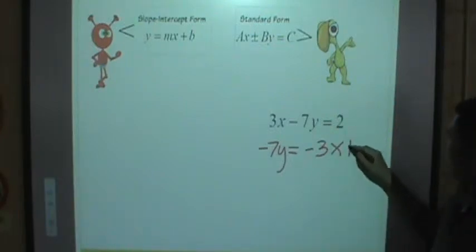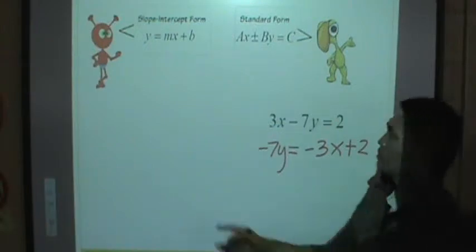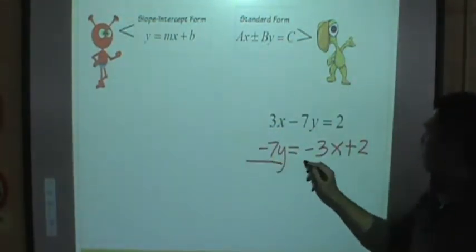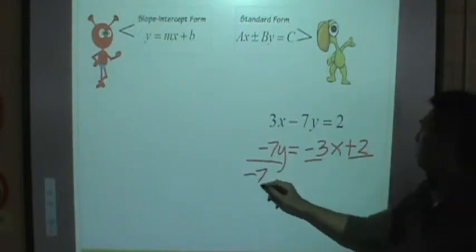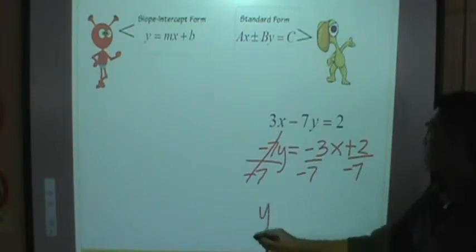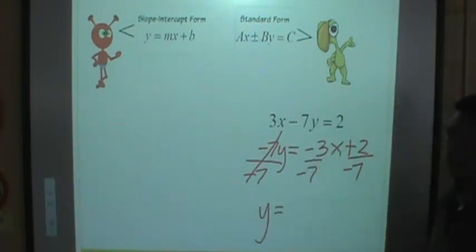Okay, and then we keep that 2. But wait, our objective is to make sure we have y alone. And that negative 7, we need to get rid of that. We need to divide everything by negative 7. Boom. And now you have negative divided by negative is positive.